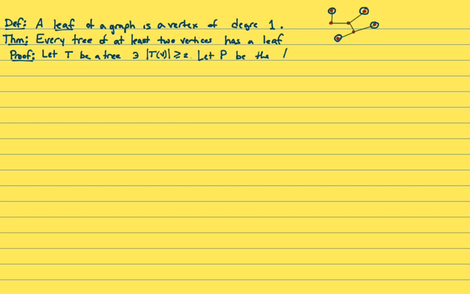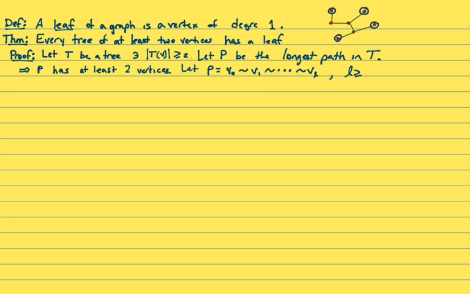I'm going to let P be the longest possible path in the tree, which means that it has to have at least 2 vertices, because if you have 2 vertices and it's a connected graph, those two have to be connected. So your longest path is at least 2 vertices long. For notation, let P equal V naught is adjacent to V1 is adjacent to ... is adjacent to VL, so that L is greater than or equal to 1. So you have at least 2 vertices, at least 1 length in the path.